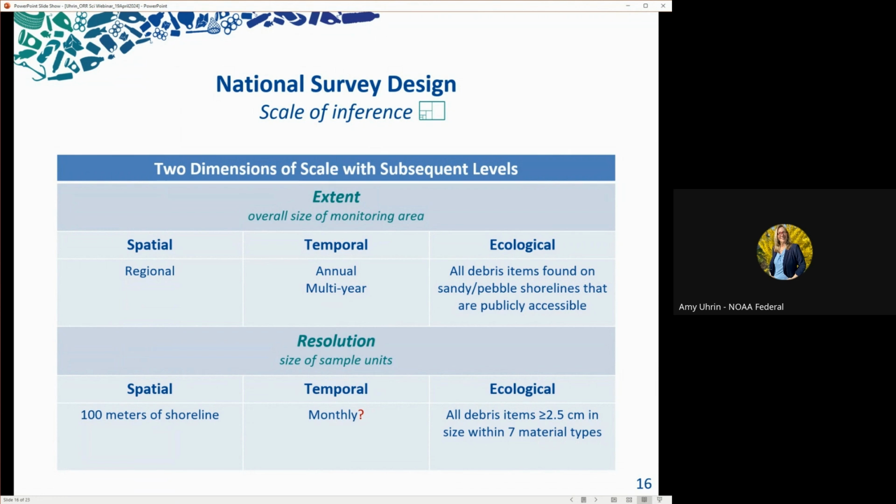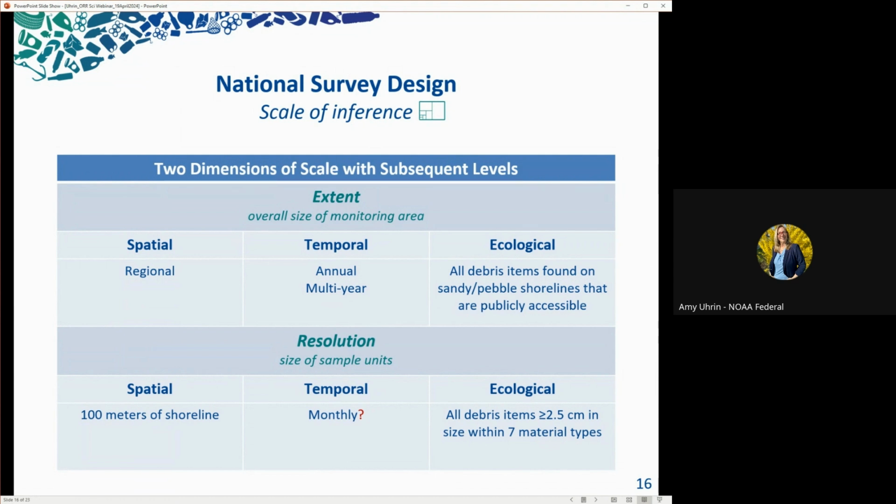Now we've got our dimension of resolution, which is more fine scale. So these again are the size of the sample units. What we've learned from doing the actual on-site protocol that I talked about before, our spatial resolution is 100 meters of shoreline. So we take replicate transects within that 100 meters and use them to tell us what is happening in that 100 meters of shoreline.